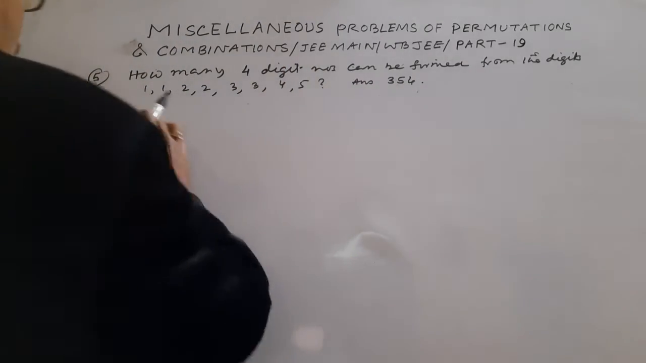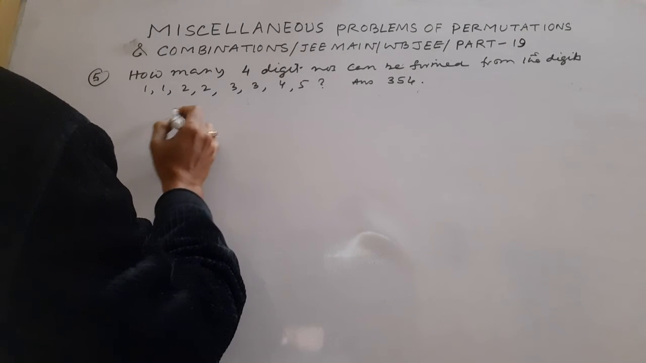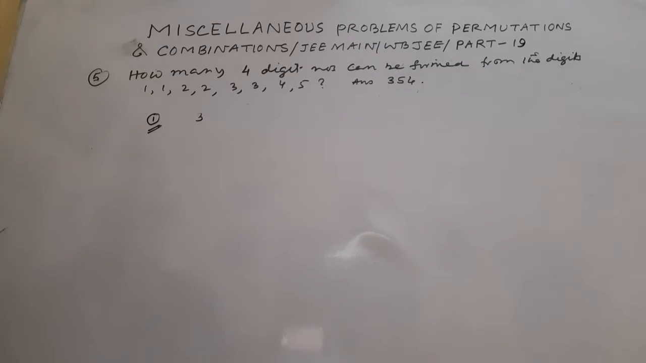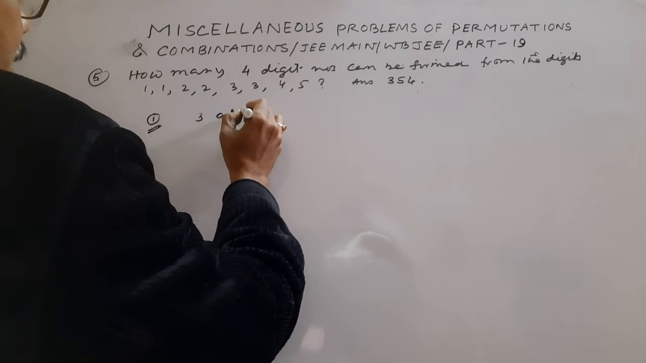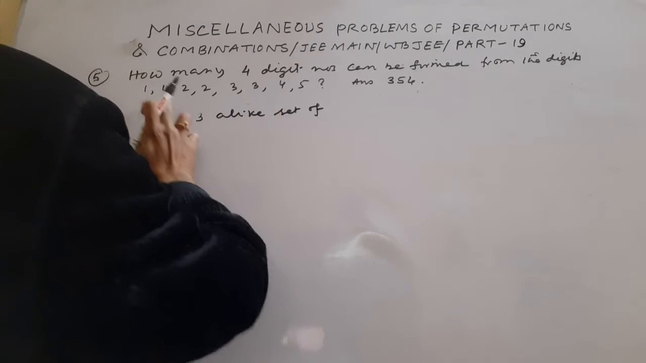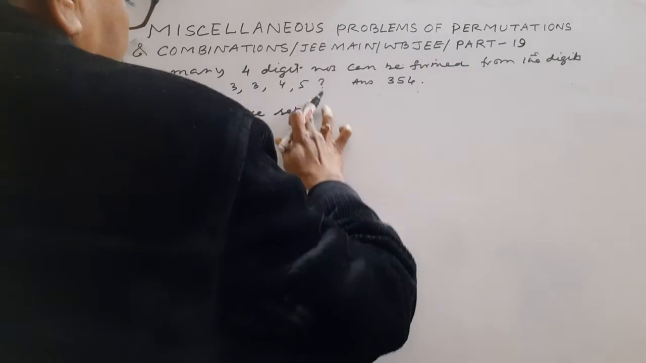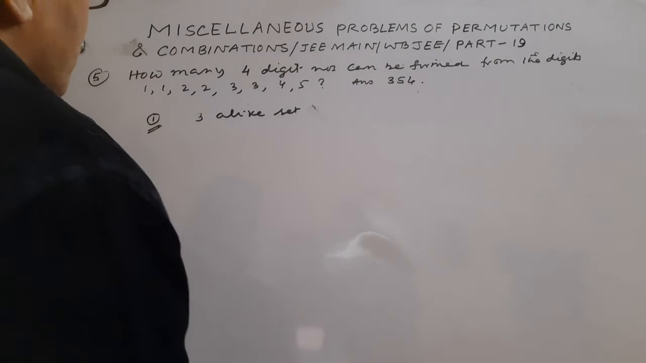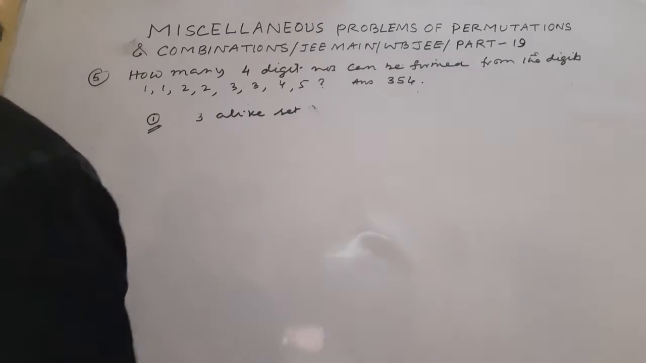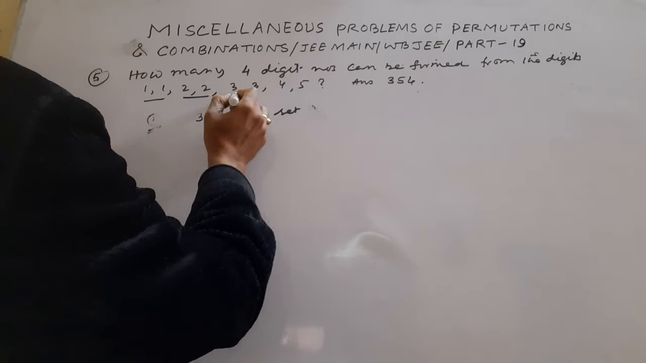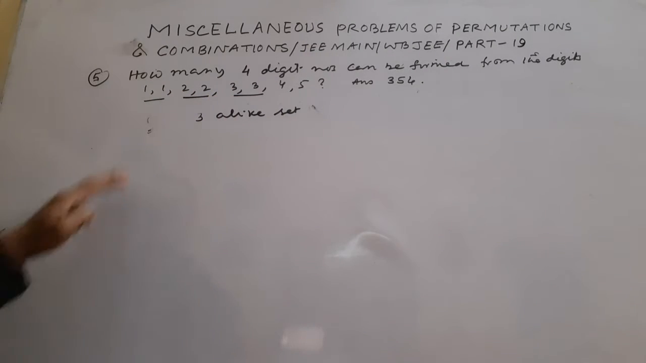So look, what are the types of numbers? 3 alike sets: 1, 1 or 2, 2 or 3, 3. So you have to take 4. 3 alike sets, and 4, 5 are different. So you have to select first.